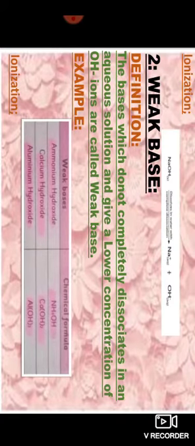Now their ionization is also given. Sodium hydroxide, when added to water, gives sodium ion and hydroxide ion, and it is completely ionized, so it is shown by the single-headed arrow which shows complete ionization. You can show the ionization of the other two bases also in your notes. Now weak bases. The weak bases are the bases which do not completely dissociate in aqueous solution and give a lower concentration of hydroxide ion. They are called weak bases. Examples given are ammonium hydroxide, calcium hydroxide, and aluminium hydroxide.